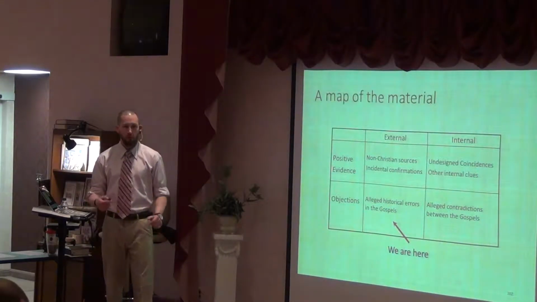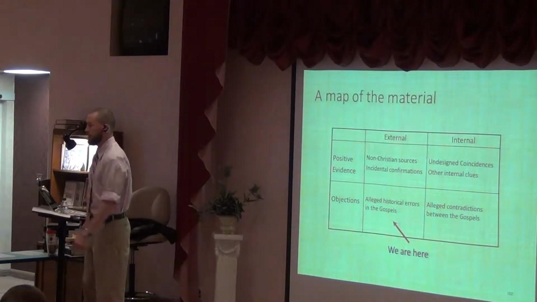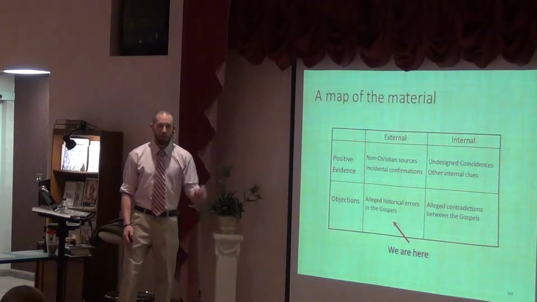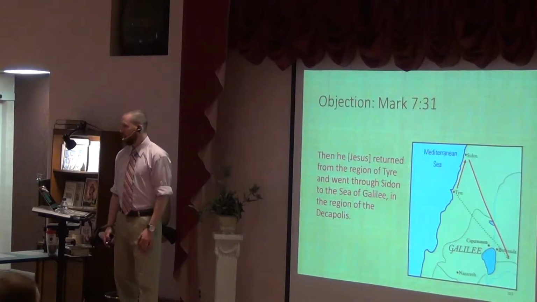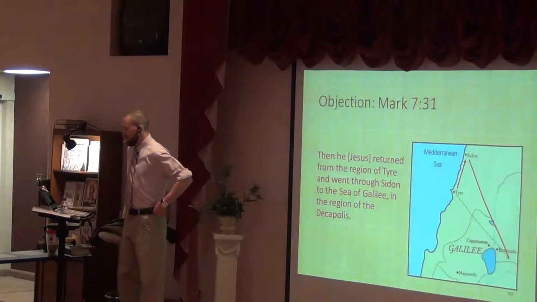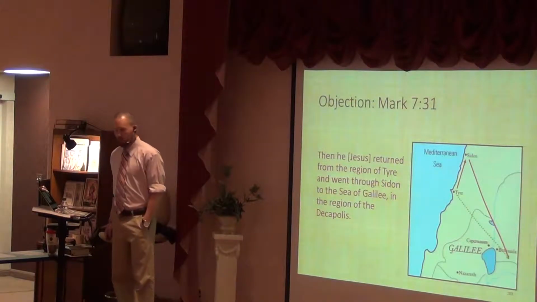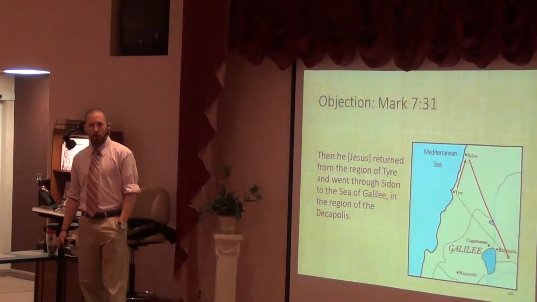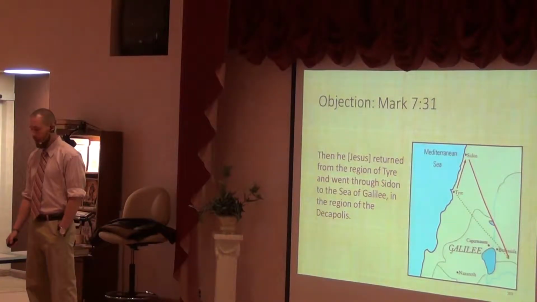This is where somebody will come against the Gospel and say, the Gospel's wrong here because they got this detail wrong. And we'll say, you don't know what you're talking about. This is probably one of my favorites. This is why I put it first. Mark 7:31. Then he returned from the region of Tyre and went through Sidon to the Sea of Galilee in the region of the Decapolis.